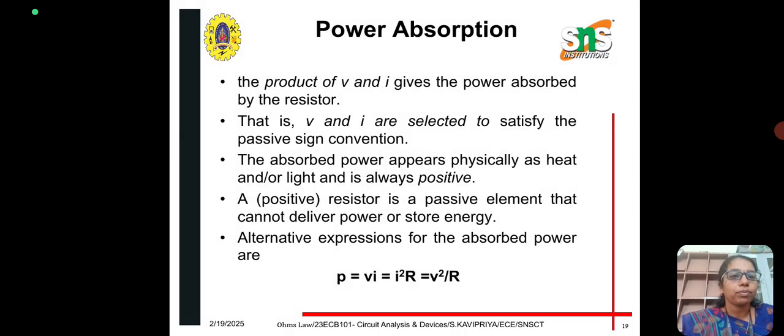And next is power absorption. The product of V and I gives the power absorbed by the resistor. V and I are selected to satisfy the passive sign convention. The absorbed power appears physically as heat or light and is always positive. A positive resistor is a passive element that cannot deliver power or store energy. Alternate expressions for absorbed power are P is equal to VI, which is nothing but I squared R or V squared by R.